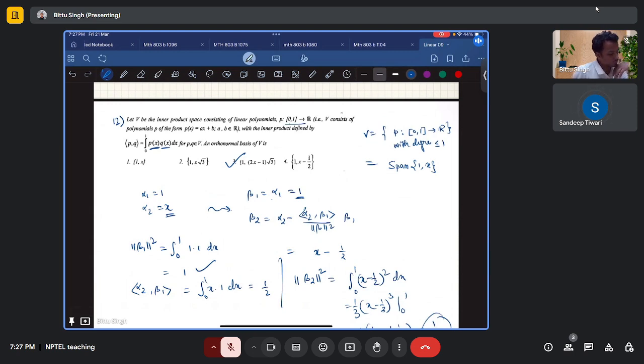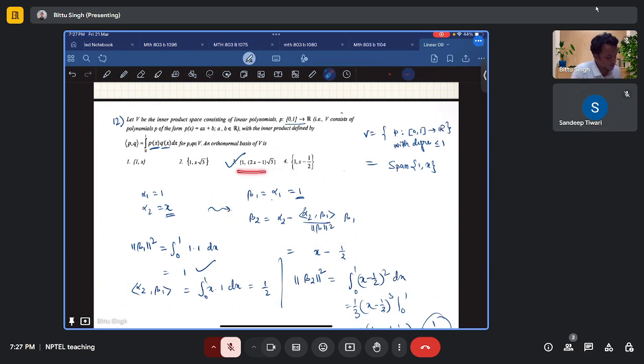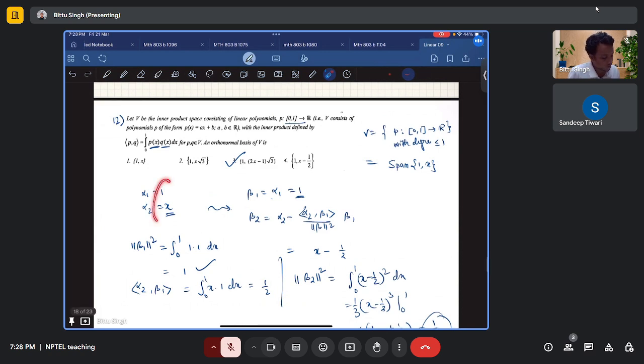Sir, it is easy to check by options. Yes, in this question it is better to check by options, because whatever basis we get actually depends on the choice of 1 and x. If you choose another thing, you may get another orthonormal basis. So that is actually the problematic part. If you check with other options, you can prove that those are not orthonormal.